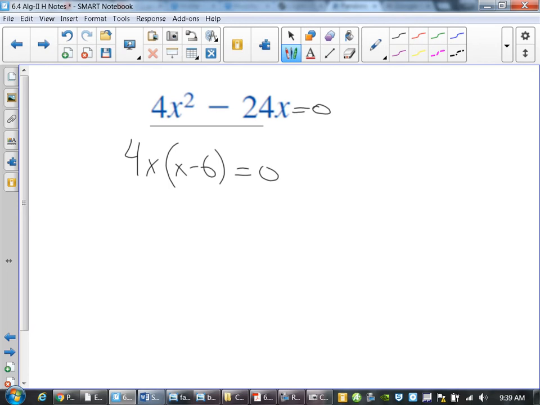Now, what if it had this? What would your two zeros be? 0 and 6. 0 and 6, good. Remember, when this comes out, you still set it equal to 0, which means x has to be 0, and this one obviously you get x equals 6.